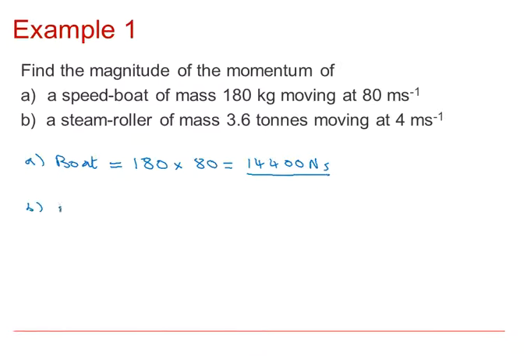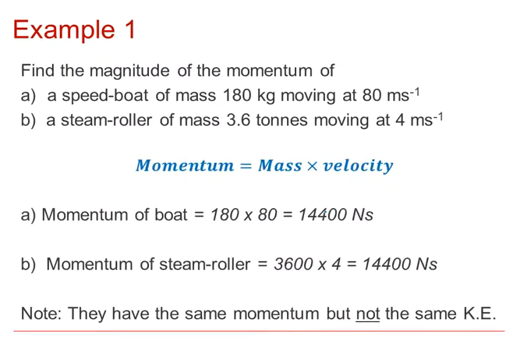If we look at the steamroller, that's 3.6 tons, so that's 3,600 kilograms times 4 meters per second, and that also gives us 14,400 Newton seconds. So the interesting thing here is that we've got a light, very fast speedboat, and it has the same momentum as an enormous mass steamroller moving at a very low speed. So although they have the same momentum, they do not have the same kinetic energy as each other.